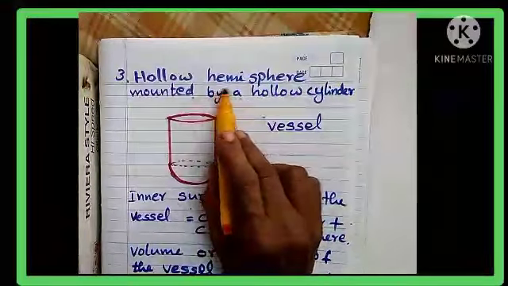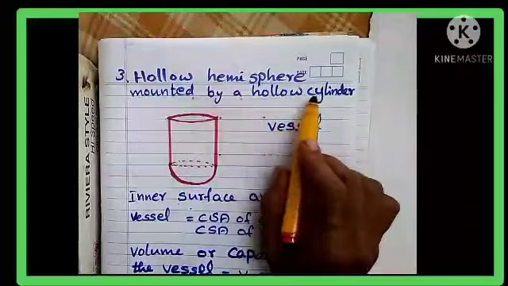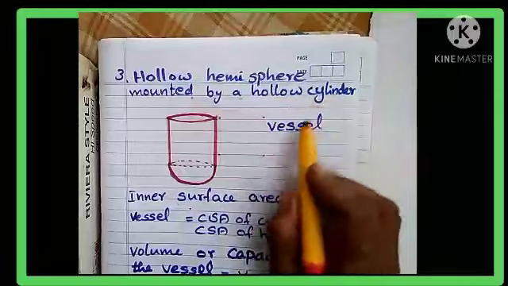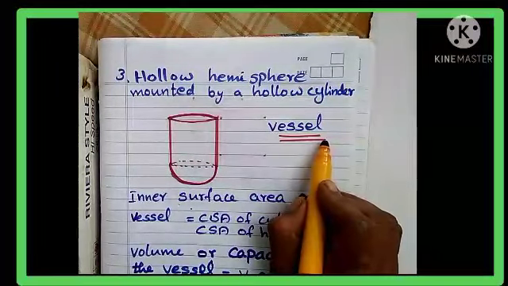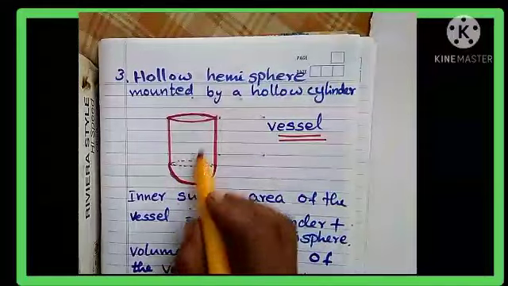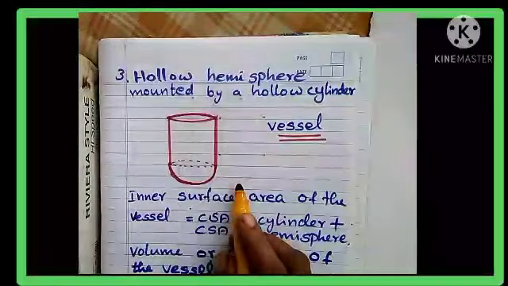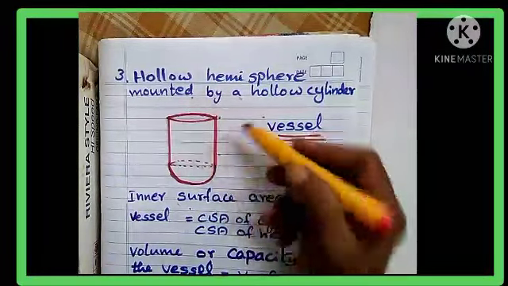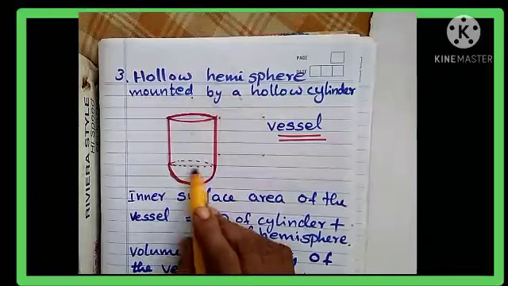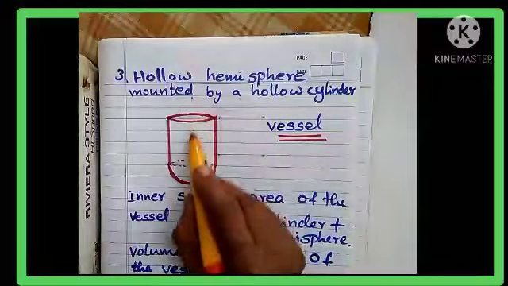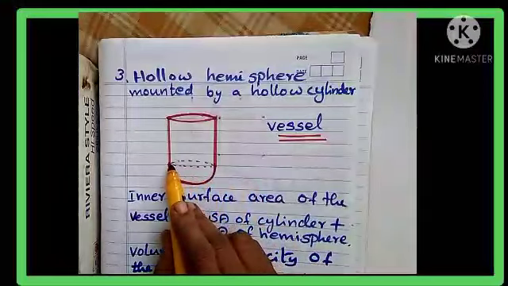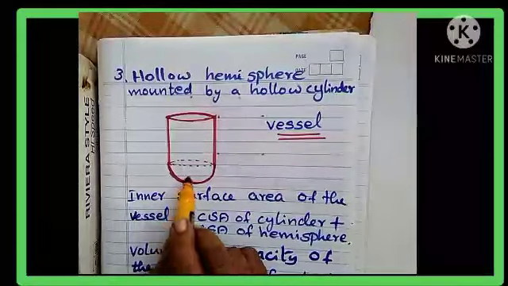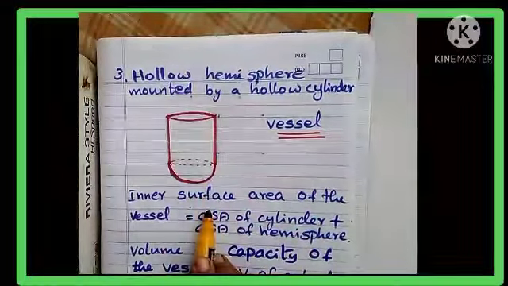Next, the third one: a hollow hemisphere mounted by a hollow cylinder. You have seen some vessels like this. Hollow means nothing inside, only the boundary will be there. You have to fill some water or oil, something like that, no? So it's a vessel shape, you can imagine. A hollow hemisphere mounted by a hollow cylinder. So the cylinder is here. Now you can see that the circular portion is inside. Now, the inner surface area of the vessel: how can we find the inner surface area of the vessel?